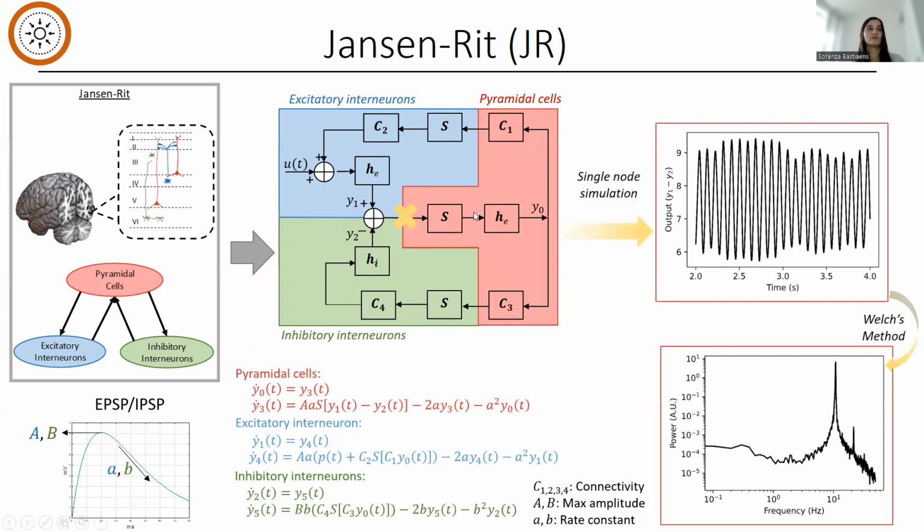The output of the model, which is represented here by the yellow cross, corresponds to Y1 minus Y2, so the output of those pyramidal cells, as you can see here. And when the Welch method is applied, we get the power spectrum, and we can see this characteristic peak in alpha, around 10 hertz, that I was mentioning, that is usually seen during resting state.